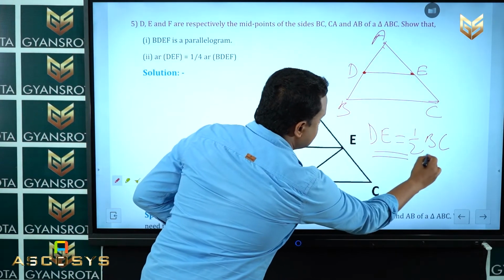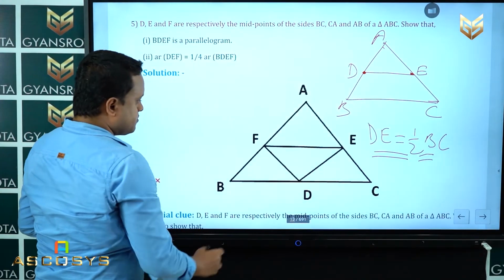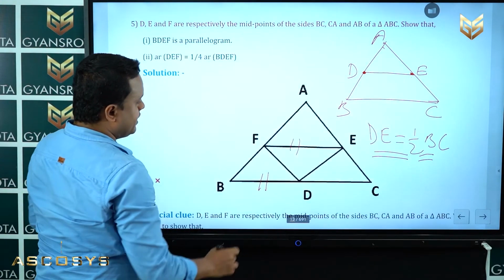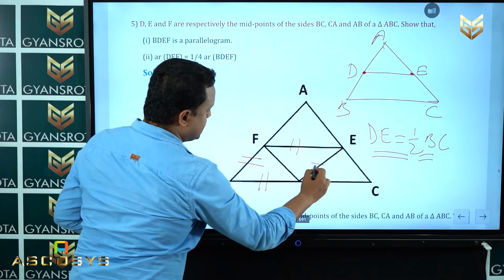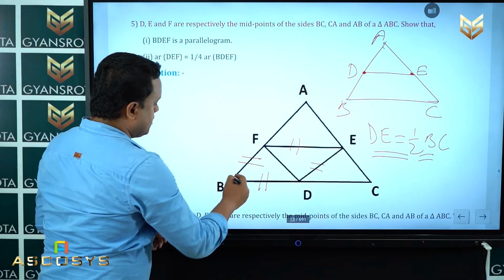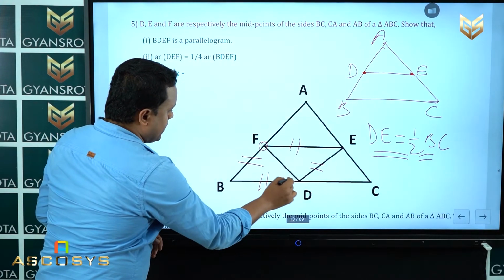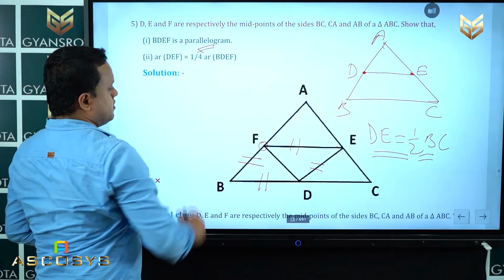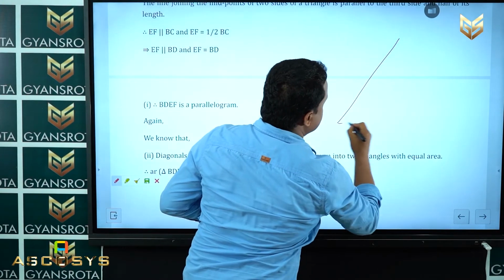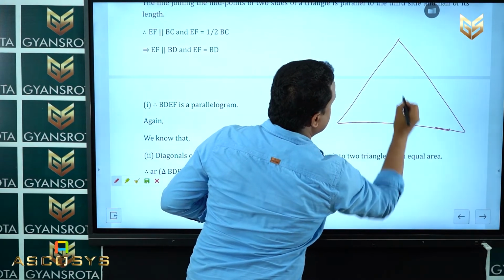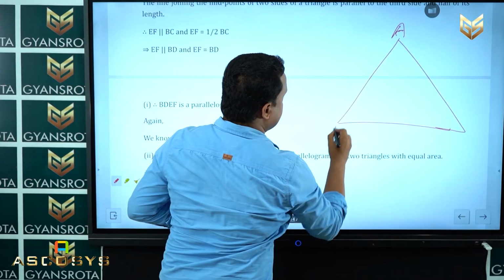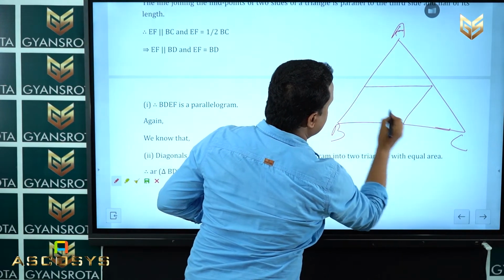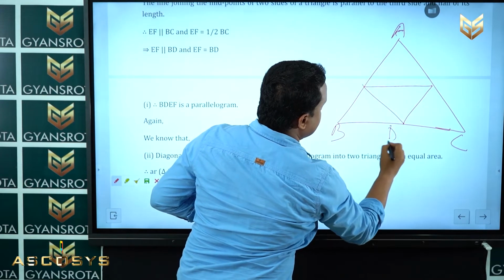By applying this theorem, we can show that BD is equal to EF, and similarly this side equals this side. If we can show that, then from that we can prove BDEF is a parallelogram. So, here is triangle ABC, with the midpoints of its sides. Let's join the midpoints D, E, F.